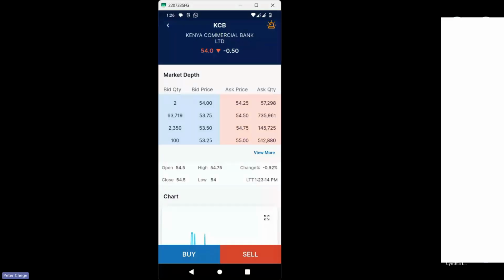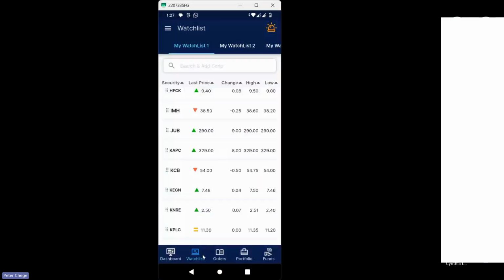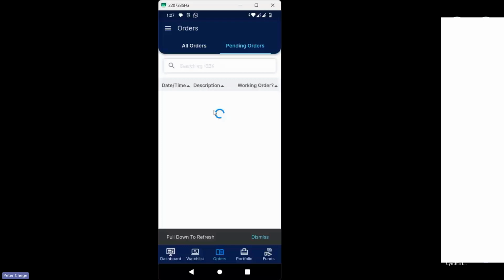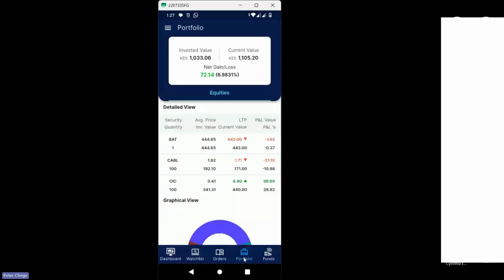So that's how you amend orders. I don't want to go into details of the other screens. For the orders, this is where you see all your orders. If you want to see all the orders, you just click all orders and you can see the status. Portfolio is where you see shares. We'll come to this when we are checking break even. So you come to portfolio.